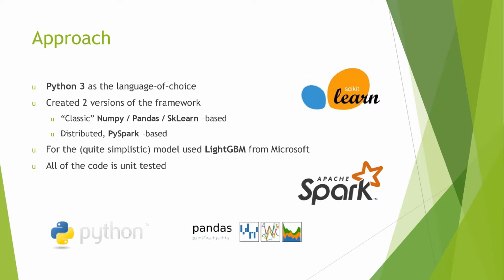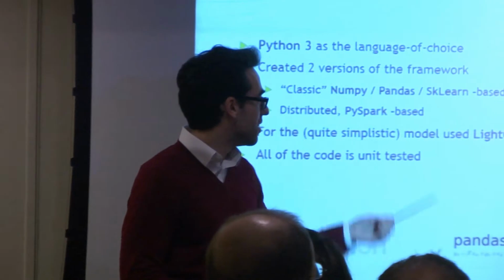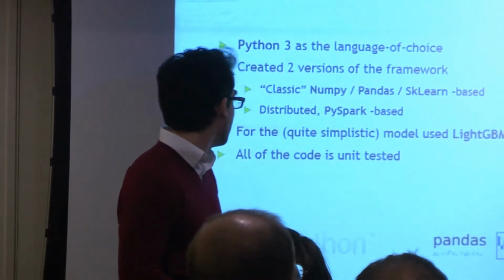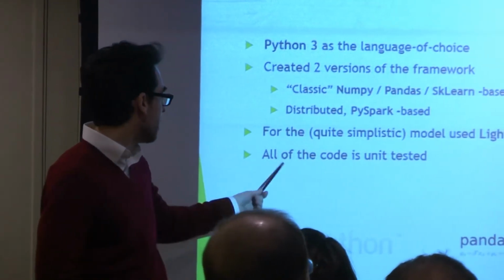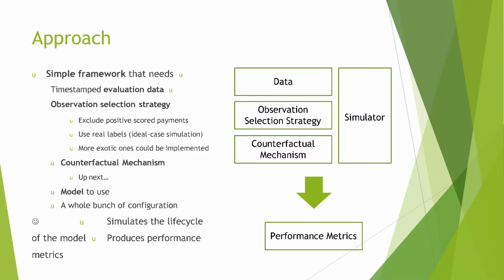I used Python 3 for the language. I actually ended up creating two separate versions of the same thing. One the classic way, NumPy, Pandas, sklearn, we all love it, and also a distributed PySpark-based version for bigger datasets. And for the quite simplistic model, I used LightGBM. I should start charging money from Microsoft for advertising their products, but it's really awesome. And I just like to highlight that all of the stuff is unit tested, so I hope they will use it.